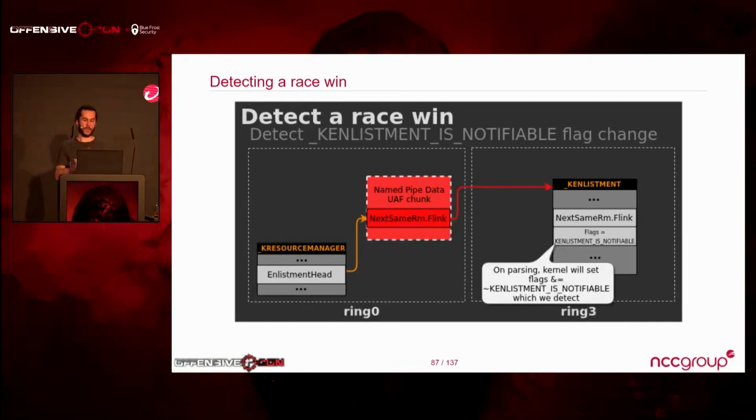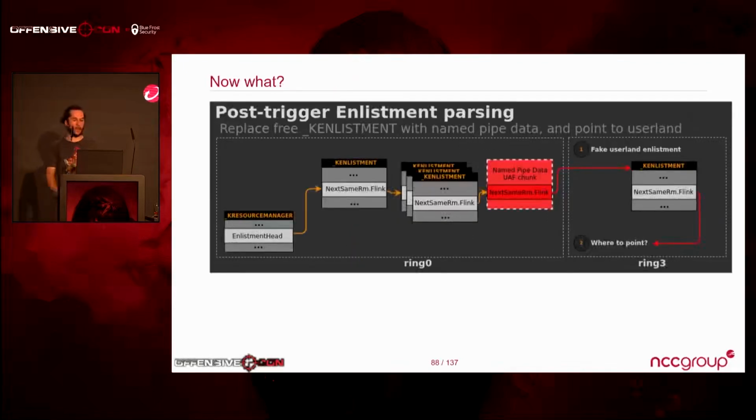We saw earlier that in the loop, the first thing it does is check if the enlistment is notifiable, and if it is, it just unsets the flag. So we just make sure our enlistment in New Zealand has this flag set, and it will be unset by the kernel, and we can detect it from New Zealand. So here we detect we won the race.